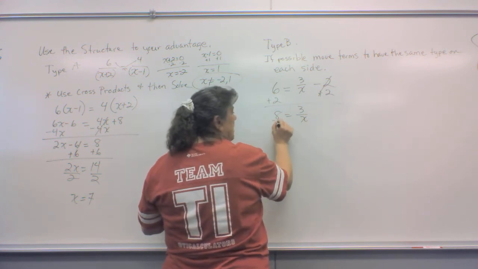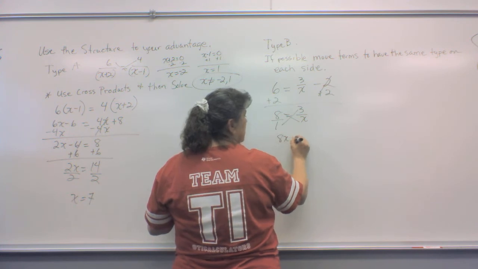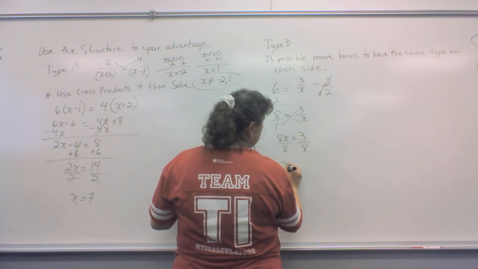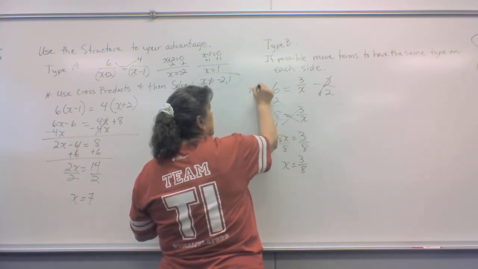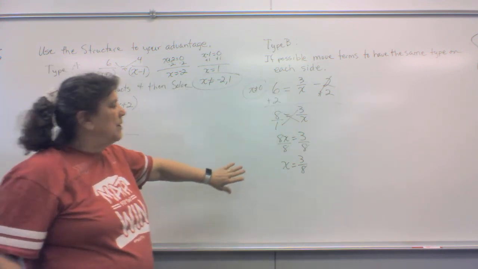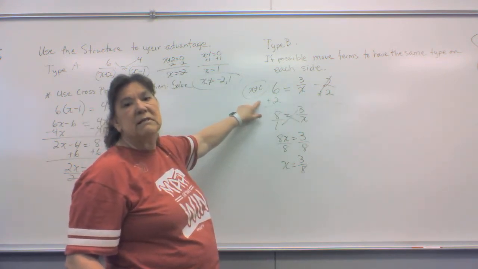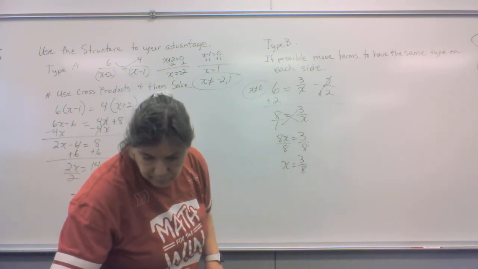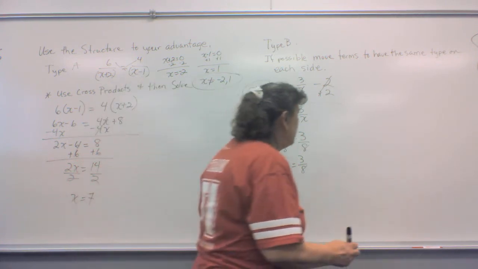And I'm going to put 8 over 1 so I can do my cross products, and I have 8x is equal to 3 divided by 8. So x is equal to 3/8. And x cannot equal 0. That would be your domain. Okay? So, you notice how I put the same type on the same side. And that simplifies it really quickly that way. Okay, there's others that could happen on this. How about something like this?